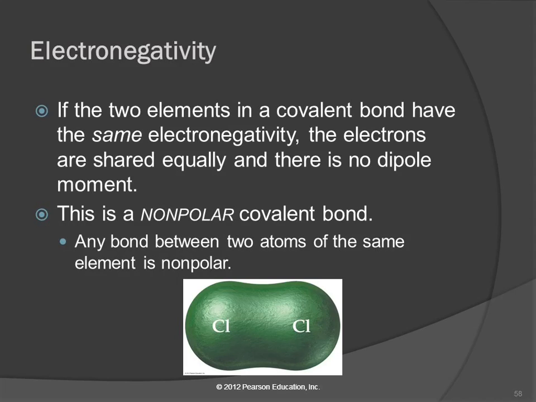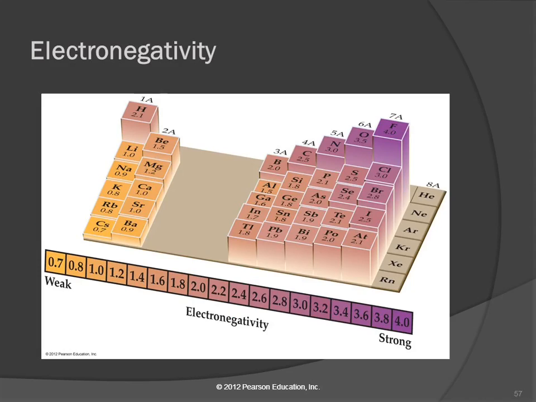So if you have two elements that have the same electronegativity, the electrons will be shared equally, and there's no dipole moment. So that's called a nonpolar bond, because the two ends are the same. If you have two atoms of the same element, here chlorine and chlorine, of course their electronegativities are going to be the same. So anytime you have two atoms of the same element, that's going to be a nonpolar bond. You can have nonpolar bonds between elements that are not the same. Let's go back to that table real quick. Let's find one.